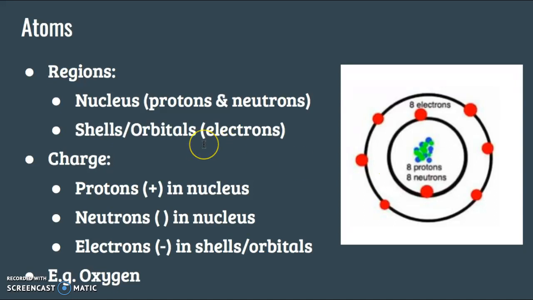Now, each of these subatomic particles has a charge. Protons, which sound like pro or good or positive, have a positive charge, and those again are in the nucleus. Our neutrons carry no charge, so try to think like neutral. If you're neutral, you don't have one side or the other. So neutral would be no charge, and that's also in the nucleus. Our electrons, maybe like electric is the best way to remember, have a negative charge and they float around in the shells or in the orbitals around it. So an example of an atom would be oxygen, but any of our atoms can be found in the periodic table.